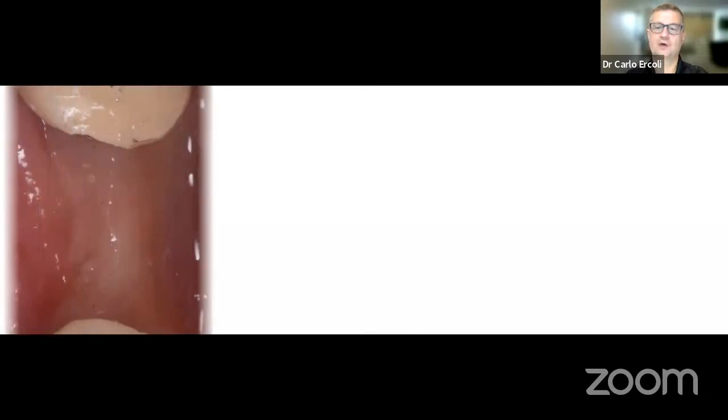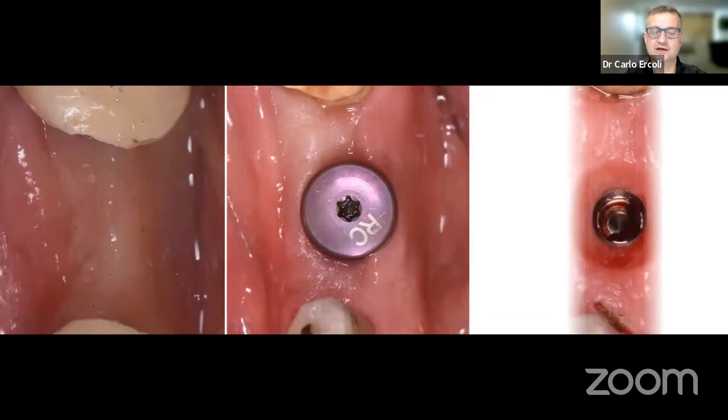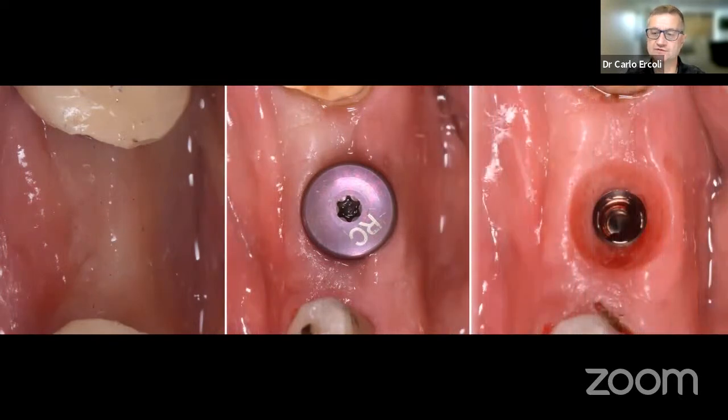And if you go from the preoperative photos to the postoperative photos, you can clearly see that the result has been achieved in ensuring that the buccal component of the peri-implant tissue is nice and thick, and it is again keratinized.